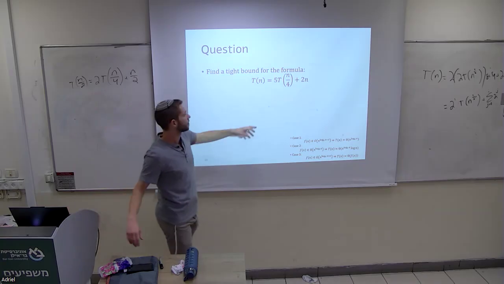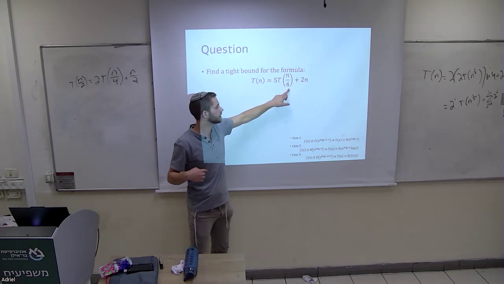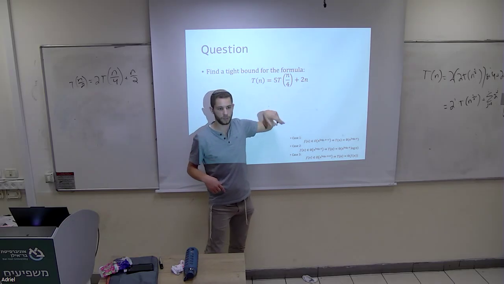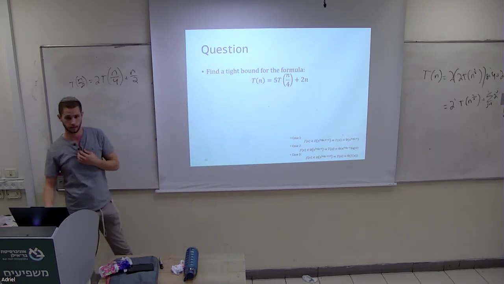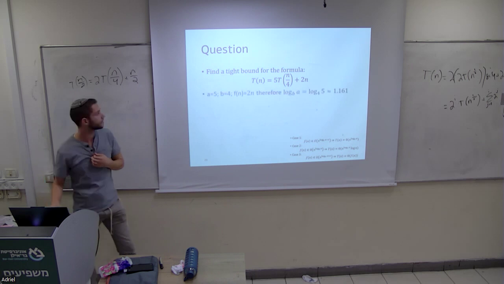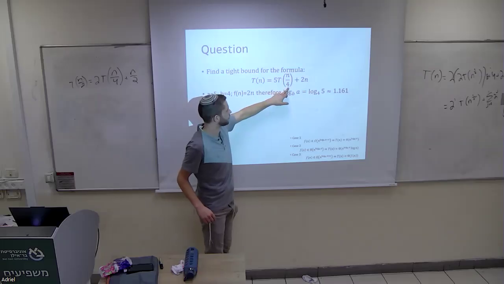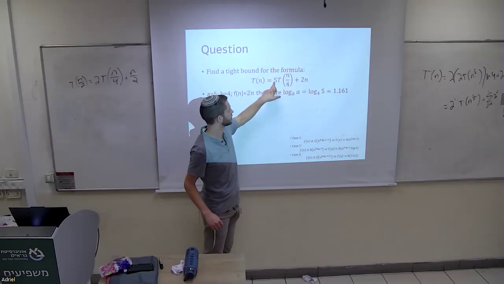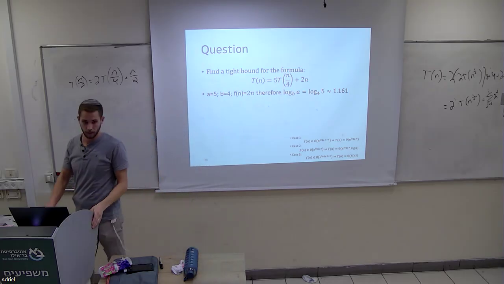Log 5 of 4, which is greater than, less than 1. This is n to the power of 1. No, it's not greater, it's less than. Oh, sorry, my bad. It's log 4, right? Log b to a. So it's greater than 1, and therefore we're in case 1, right?